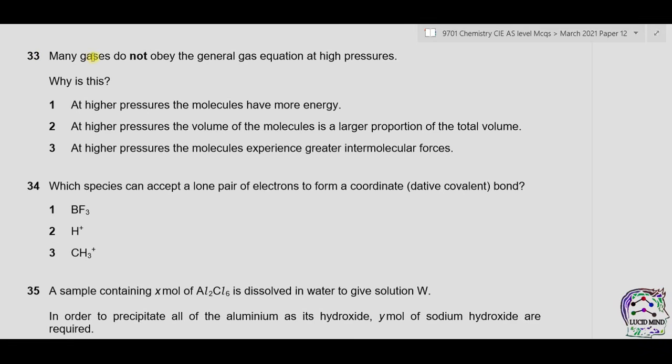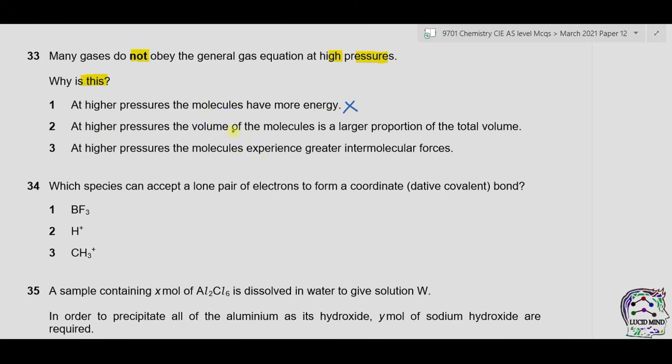Question 33. Many gases do not obey the general gas equation at high pressures. Why is this? Number 1. At higher pressure, the molecules have more energy. This is incorrect, because pressure does not provide energy, only temperature provides kinetic energy to molecules.